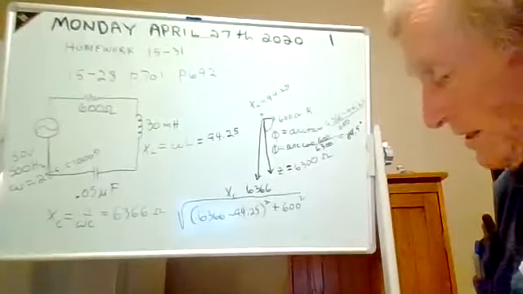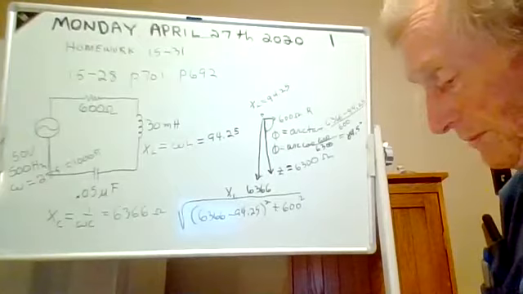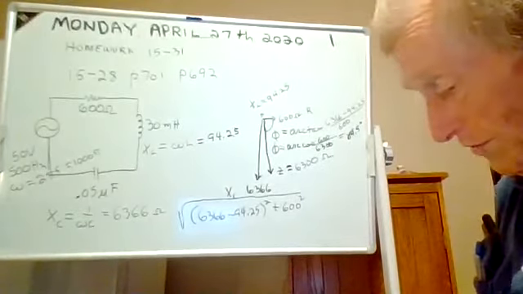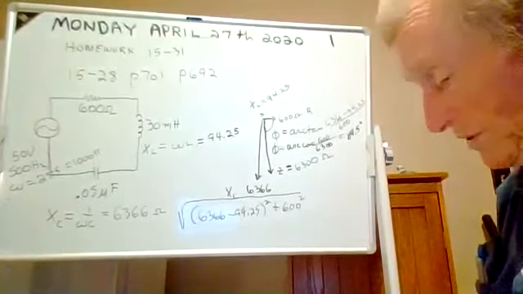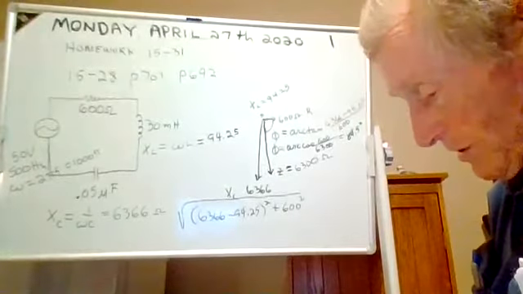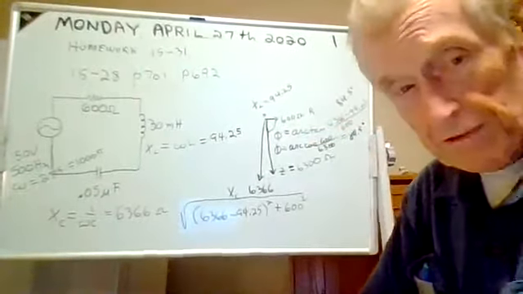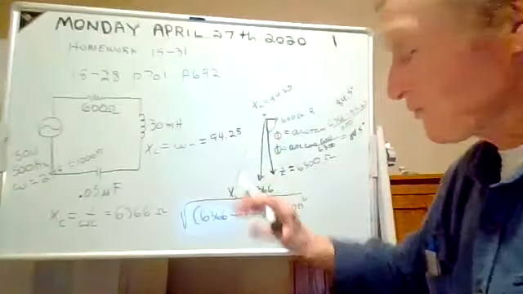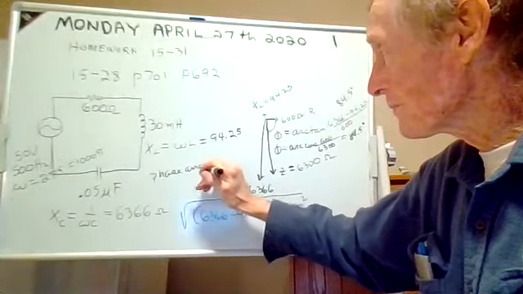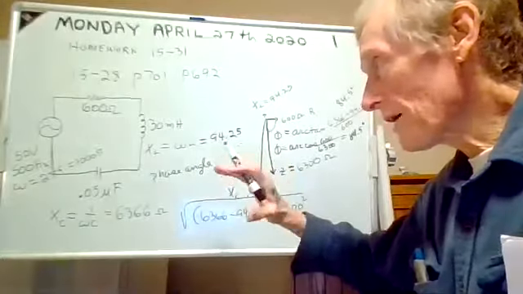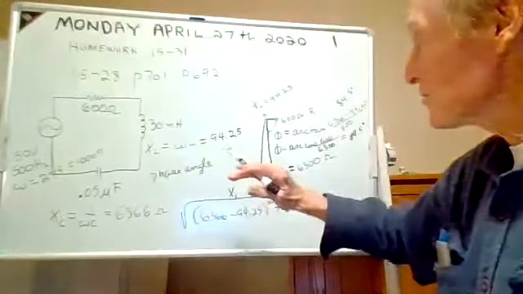Now we're going to try it this way. Okay, now hang on. Let me try this. 6,366 minus 94.25 divided by 600. Arctangent. It's 84.5 degrees either way you do it. You guys understand arctangents and cosines. So they call that the phase angle. That's the fancy name for it. It's the angle that's out of phase between your power source and your current. It's the angle between your voltage and your current.